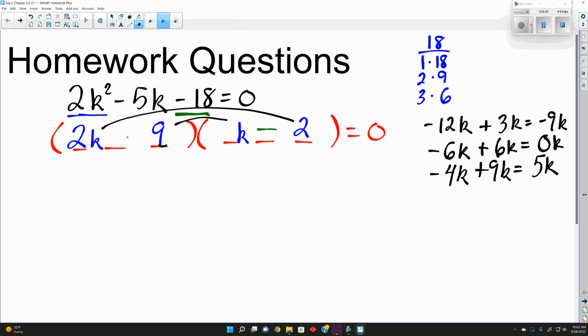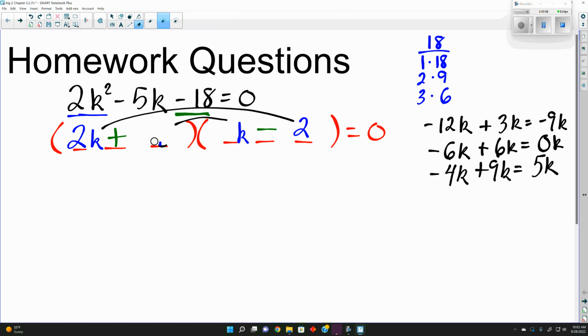So we can change our signs. Make this negative, make this positive. We could, but to do that, we would need to switch the 2k and k and the 2 and 9. We'd have to flip everything. So let's go back here. This is what we had, yes?